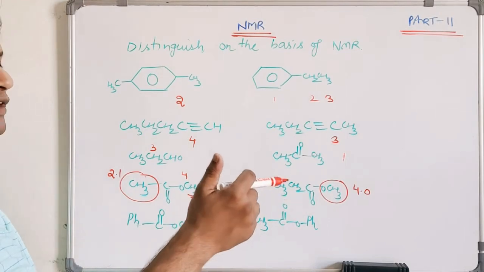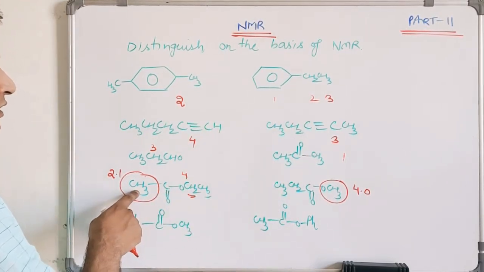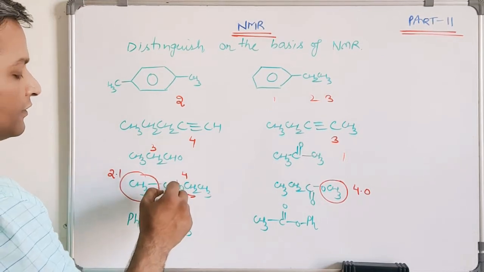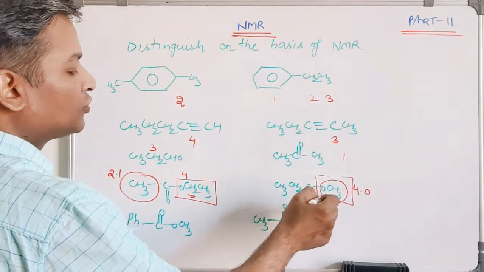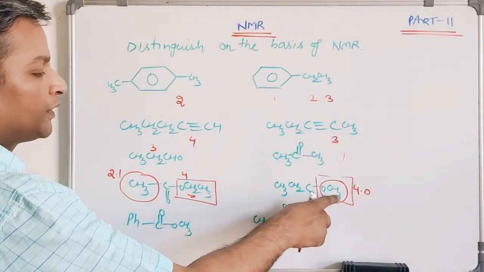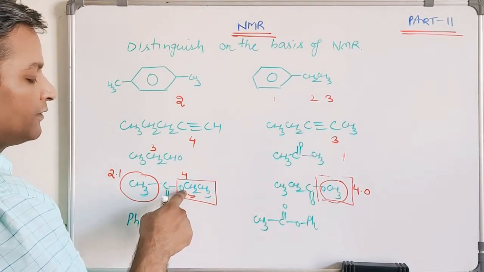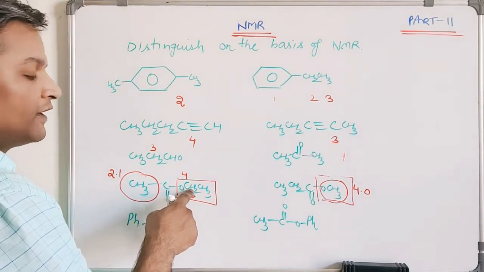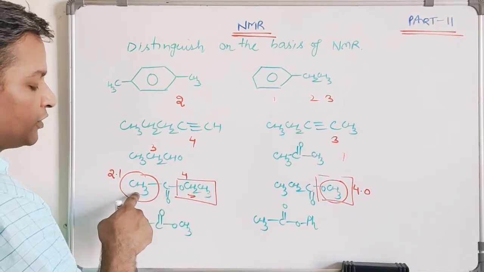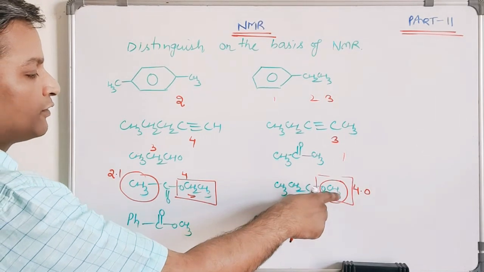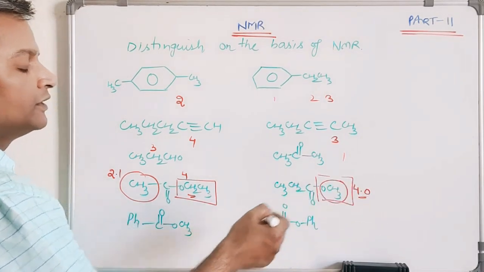If we have to distinguish on the basis of only one peak, I can choose only this peak, or I can compare these two parts. Suppose I compare the ester part: I will obtain one singlet for this methyl, and in this case I will observe a quartet at a higher value and a triplet at a low value. The singlet in this case will be observed at 2.1, and the singlet in this case will be observed at around 4.0.